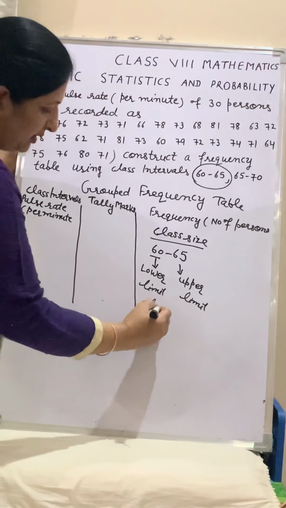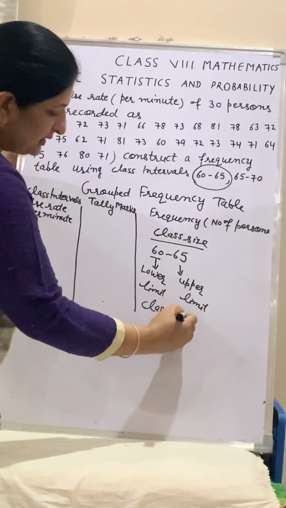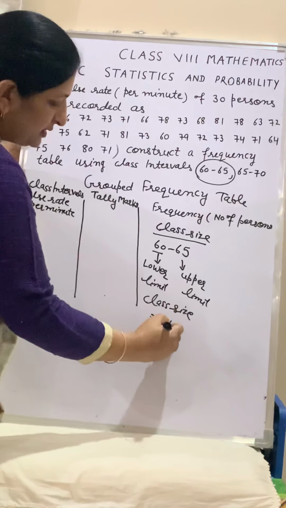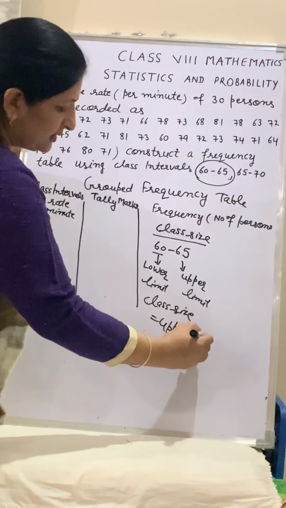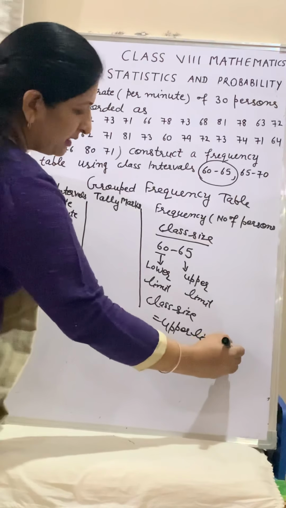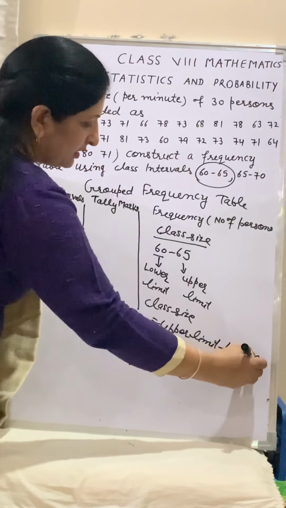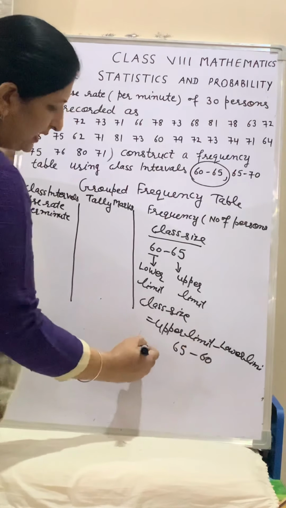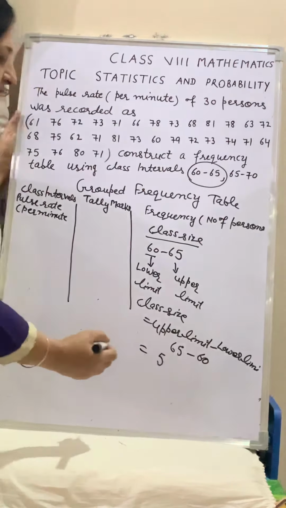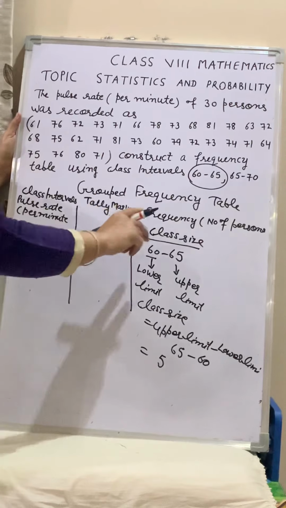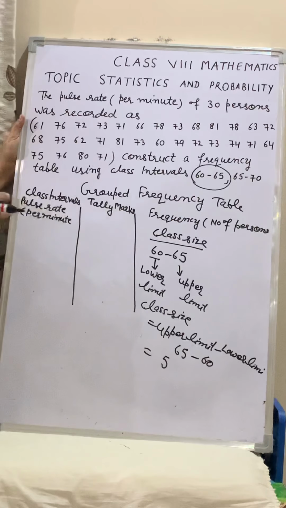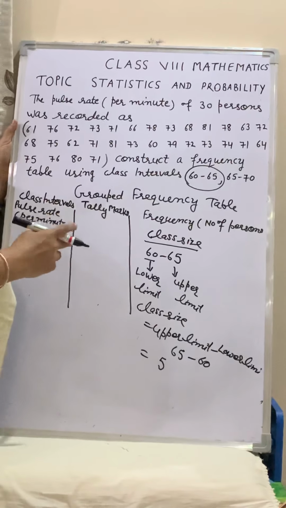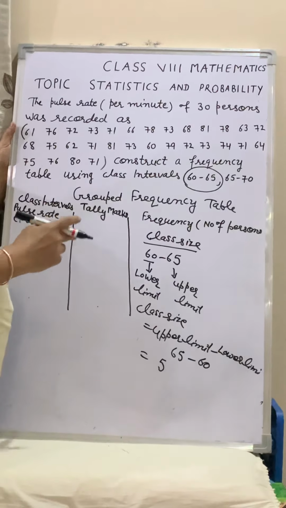Now, what is the formula for class size? Class size is upper limit minus lower limit. Here the upper limit is 65 and the lower limit is 60. Then the class size is 5. It means we make every group of class size 5. One group will not have class size 5 and another class size 10. We will make the class size of all groups the same.